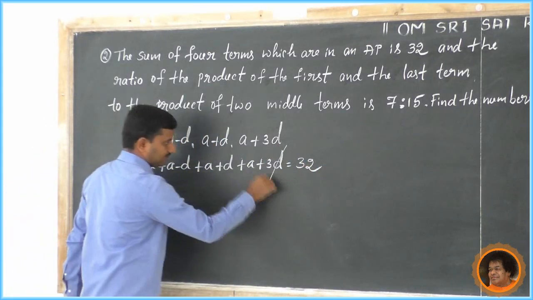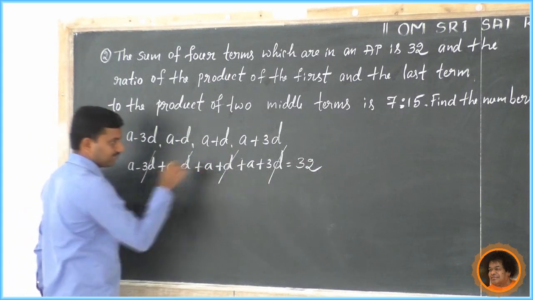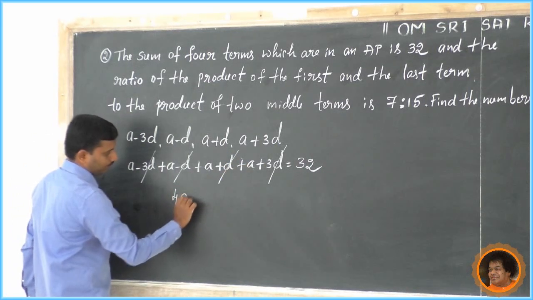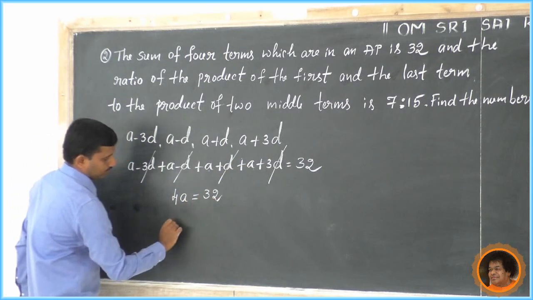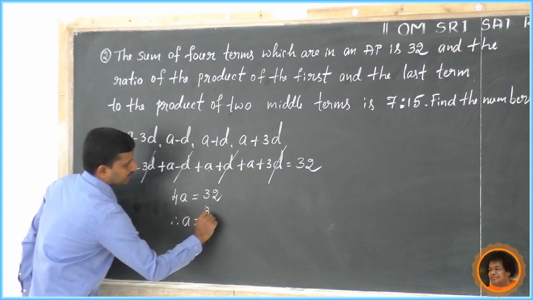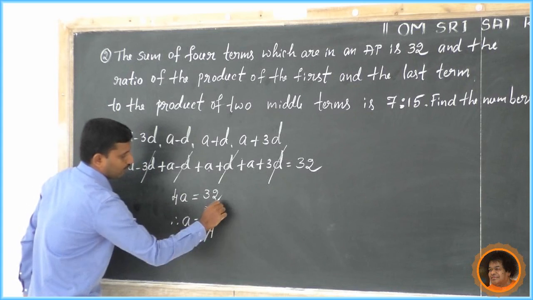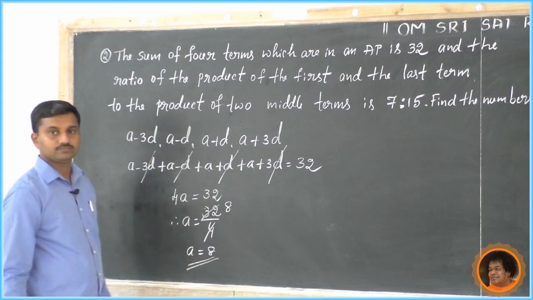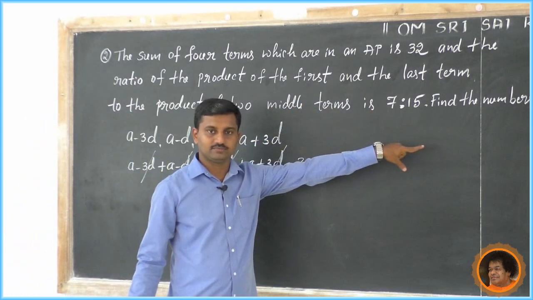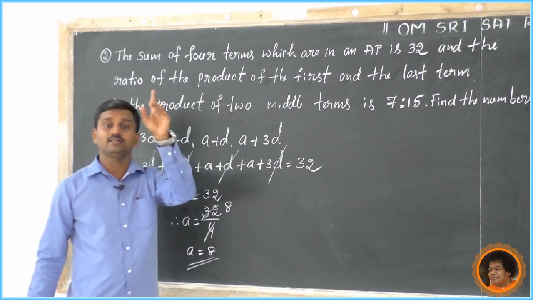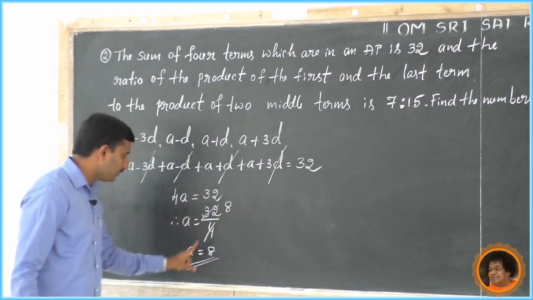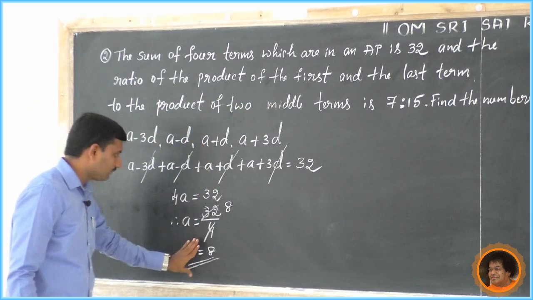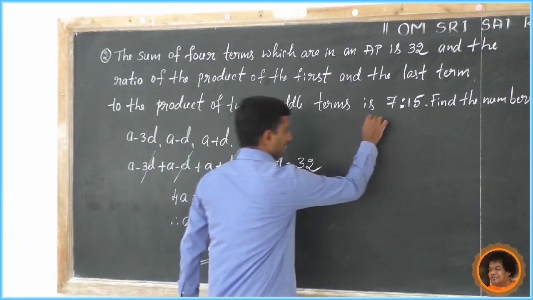Minus 3D plus 3D, 0. Minus D plus D, 0. A plus A plus A plus A, which is equal to 4A, equal to 32. So therefore A equal to 32 divided by 4. 4 eights are 32. So therefore A equal to 8. So what is the question? Find the numbers. To write the terms in AP, we need the value of A as well as D with respect to the conditions given. So what is the value of A? A is 8.